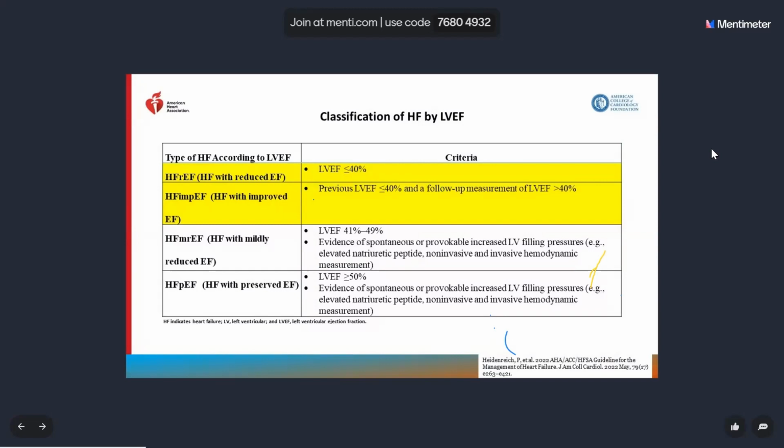But this also applies to patients who have heart failure with improved ejection fraction, and that's somebody who's had an ejection fraction of less than 40% in the past, and then over time, often due to being on good medical therapy, they've had improvement in function, and now their ejection fraction is more than 40%, and they have to have at least a 10% improvement from their nadir to their current state to be qualified as having improved ejection fraction.